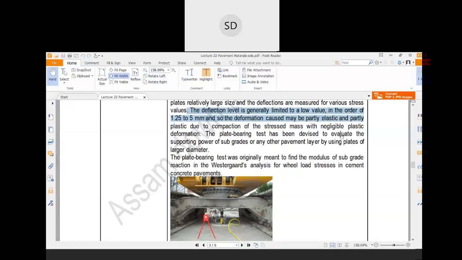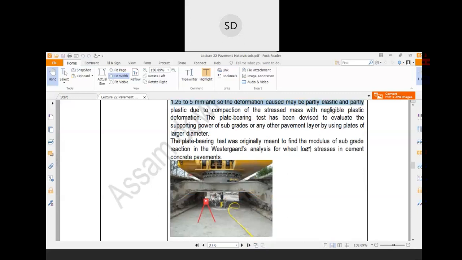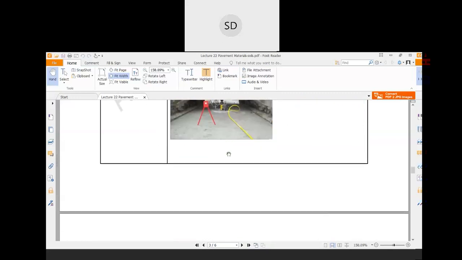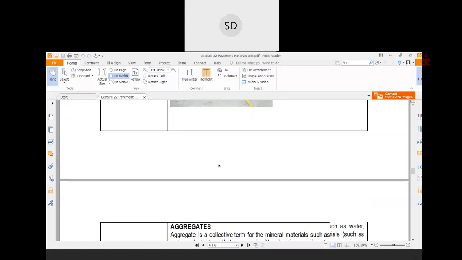Now the plate bearing test has been devised to evaluate the supporting power of the subgrade or any other pavement layer by using plates of larger diameter. Generally, the diameter of the plate would be 750 mm, and this plate bearing test is a very important test to find out the different parameters for the rigid pavement, which we'll discuss in the next chapter.